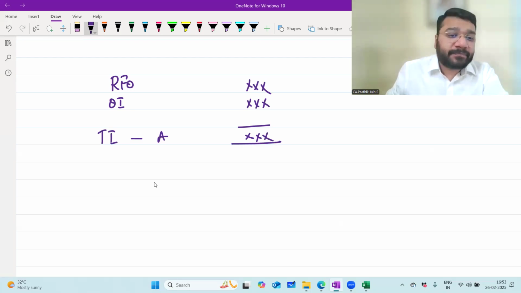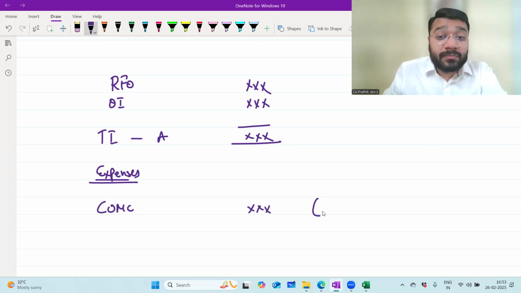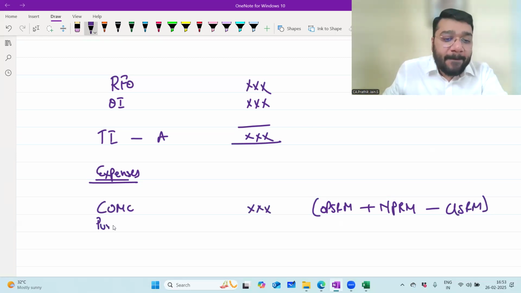Next, items of expenses. Under expenses, what is the first item? Cost of material consumed. Very good. What is the formula for cost of material consumed? Opening stock of raw material plus purchases of raw material minus closing stock of raw material. Very good. Then purchase of stock in trade.